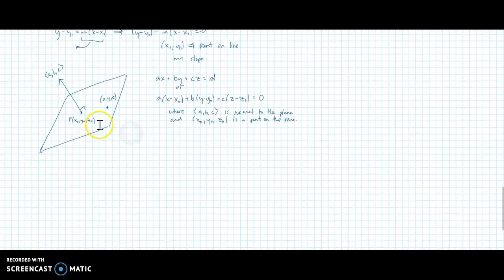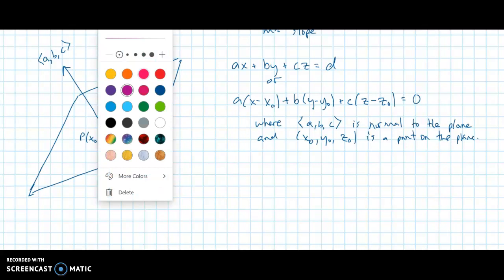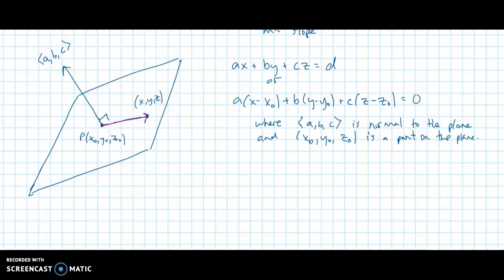So taking some x, y, z on this plane, now what I'm going to do is draw a vector like this. So let me go ahead and color code some of these. I'm going to color code this guy like that. And then we will do a green for the normal vector.